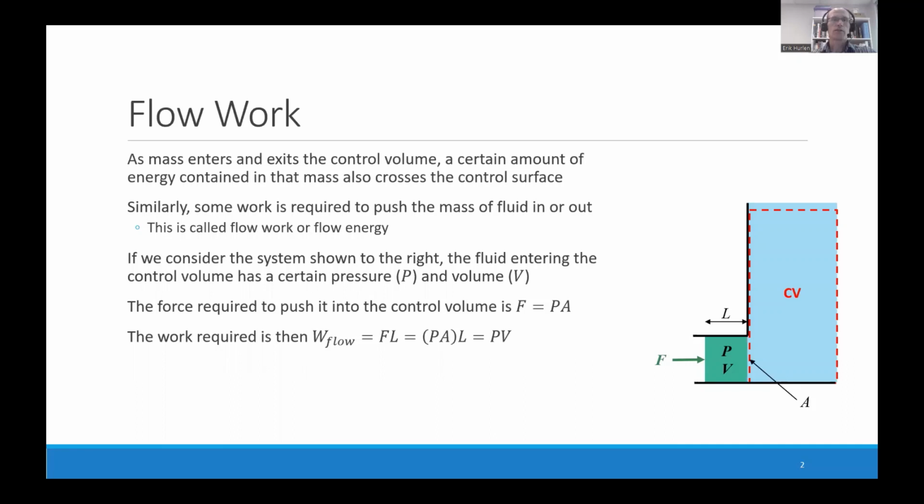Another way of looking at this is that it generally is going to take some work to push the fluid into or out of the control volume. This is called flow work or flow energy. This is denoted by W flow and is equal to P times V, the pressure times volume.